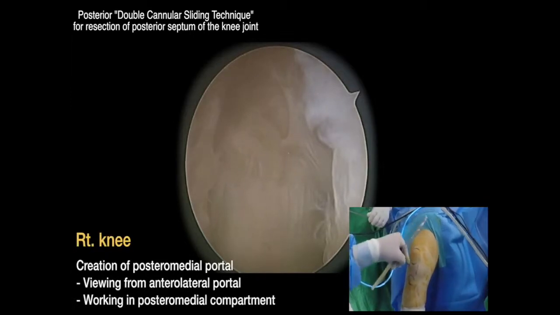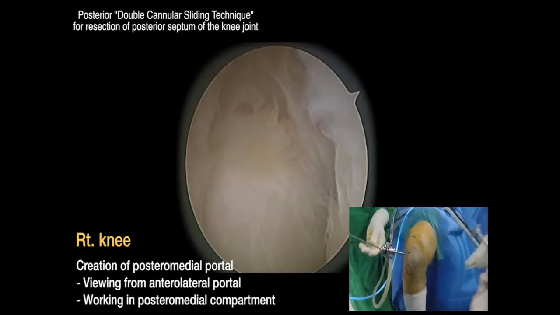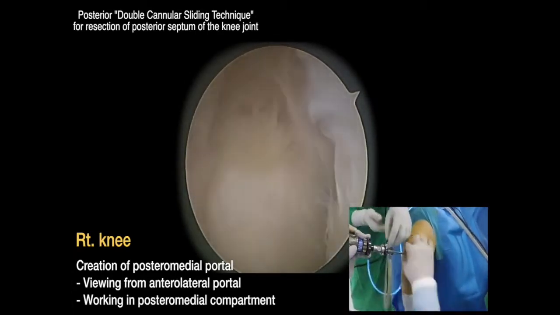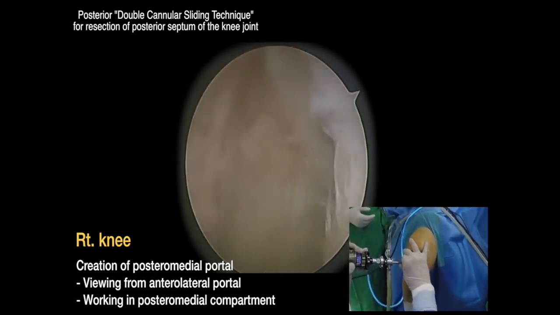The patient was placed in supine position and the right lower limb was prepared in a routine manner. First, the arthroscope is introduced into the posterior medial compartment through the trans-notch approach from the anterior-lateral portal.